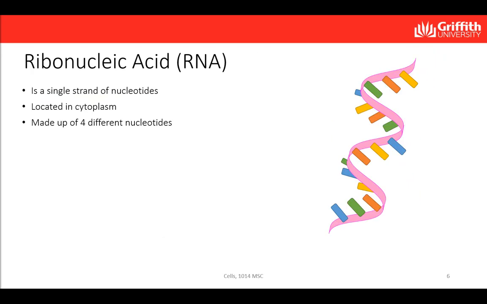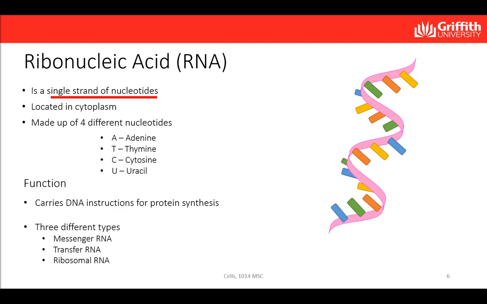The RNA, on the other hand, is a single strand of nucleotides that is mainly located outside the nucleus of the cell, in the cytoplasm. RNA is also made up of 4 different nucleotides, and they are adenine, thymine, cytosine, and uracil, which replaces the thymine found in DNA. The function of RNA is to carry the DNA's instructions for protein synthesis to the ribosomes.